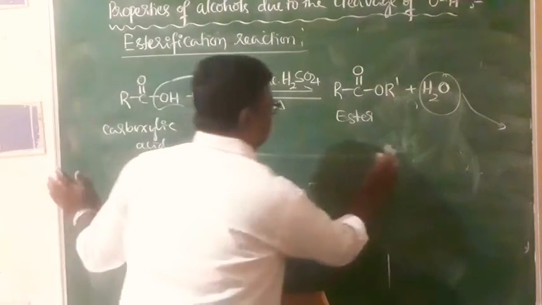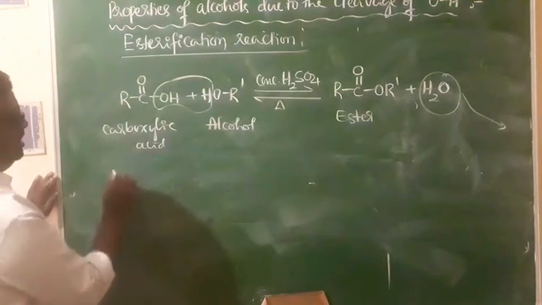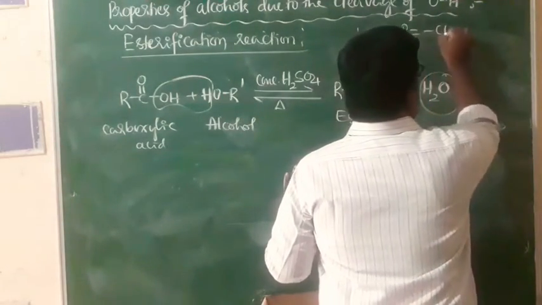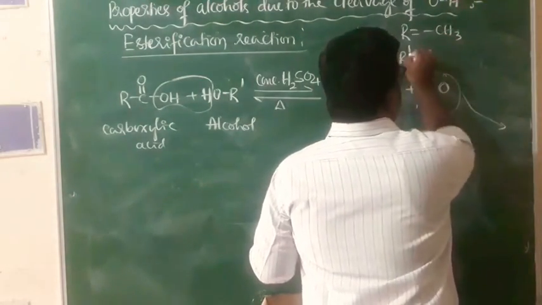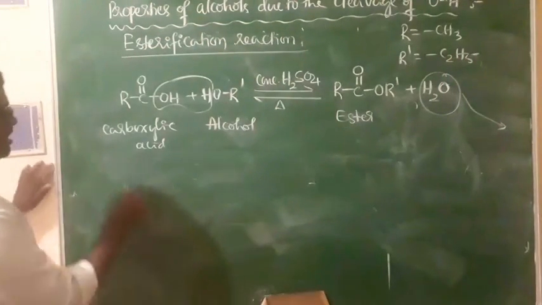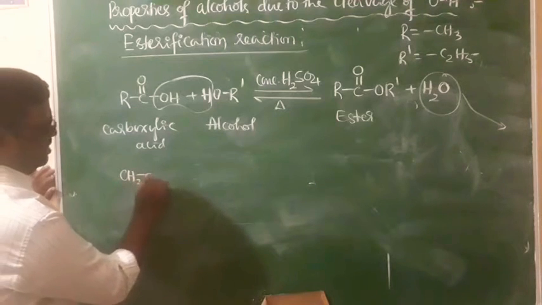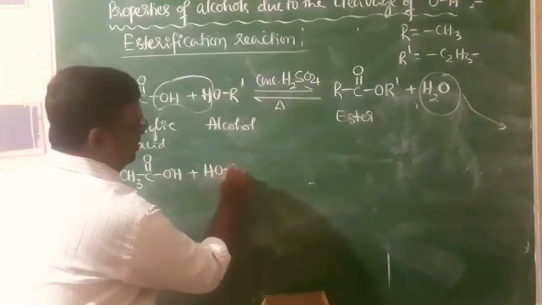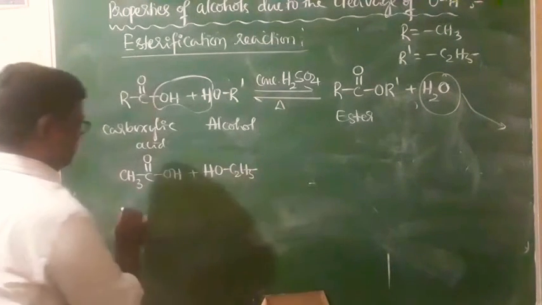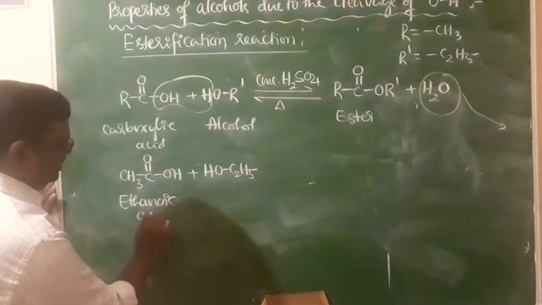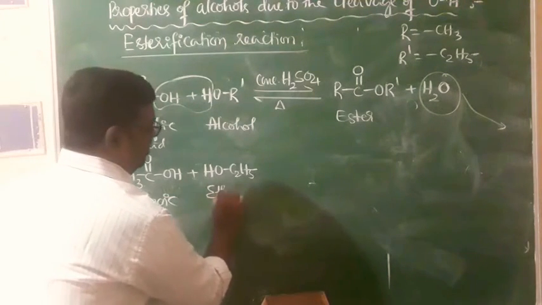And of course, you can have one example. In the place of R, you keep CH3, and in place of R dash, write C2H5. Both are alkyl groups. Then you write this as CH3, C double bond O, OH plus HO, C2H5. This is ethanoic acid. This is ethanol.